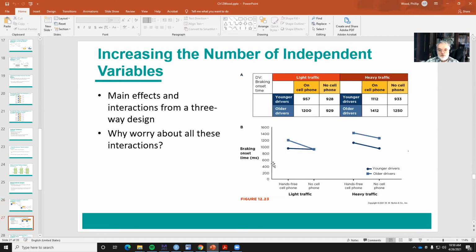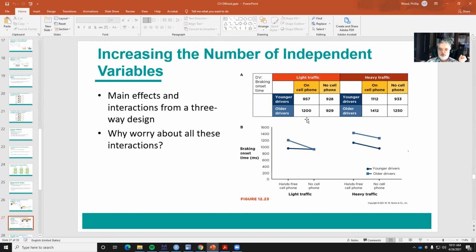And you can also increase the number of your variables. So in this case, we're looking at a 2 by 2 by 2 design. That is, I'm doing my original younger and older drivers on the cell phone and not, but under conditions of light traffic and heavy traffic. And when that happens, you basically have to sit down and draw yourself out 2 different pictures. And an interaction in those situations says that there is a difference in differences depending on the third variable.